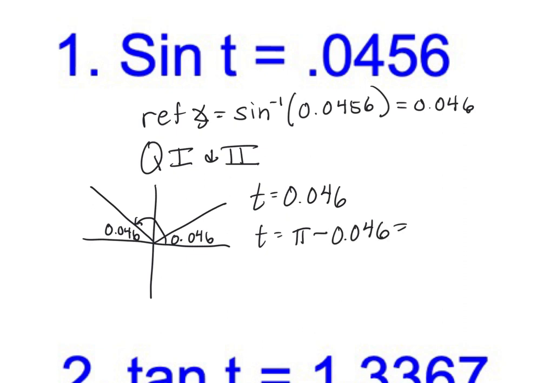And we'd use our calculator. So you access pi in your calculator. Second pi minus 0.046. And that will give you 3.096. 2 answers right there. And that does the problem because I only want answers between 0 and 2 pi.